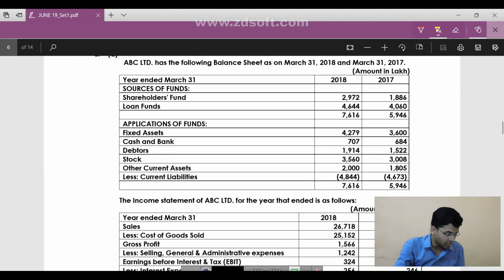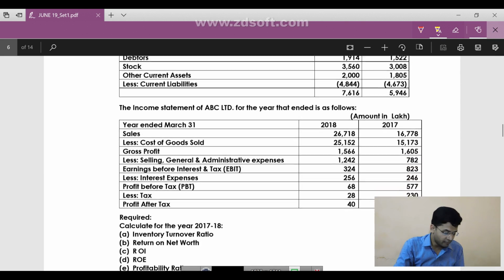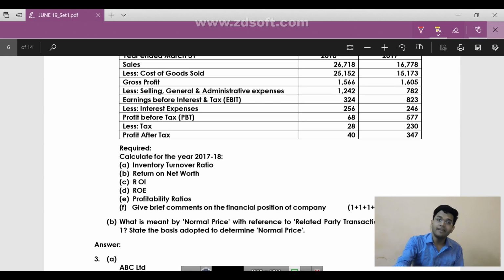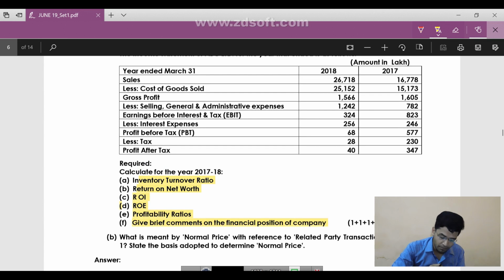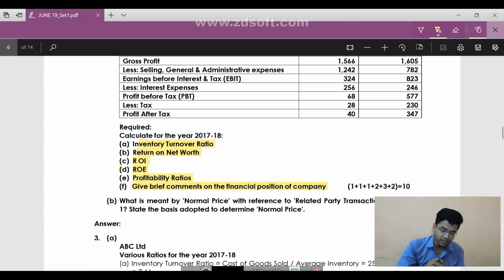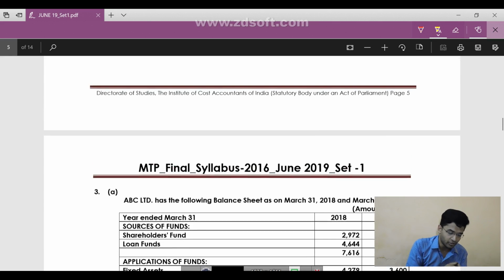We'll quickly come on to the next question, question number 3, A part, which is on calculation of inventory turnover ratio, return on net worth, ROI, ROE, profitability ratio, and we have to give brief comments. 1 plus 1 plus 1 plus 2 plus 3 plus 2. This is the scoring of this particular question.